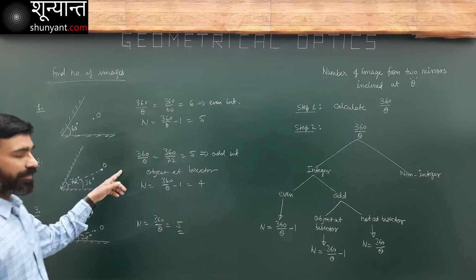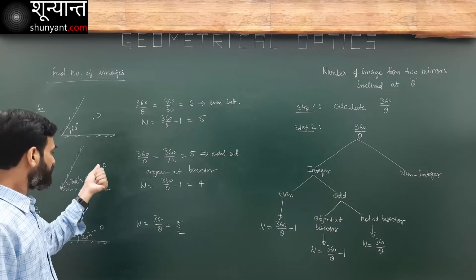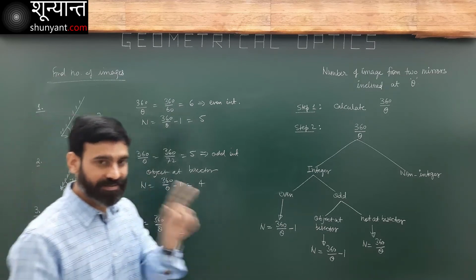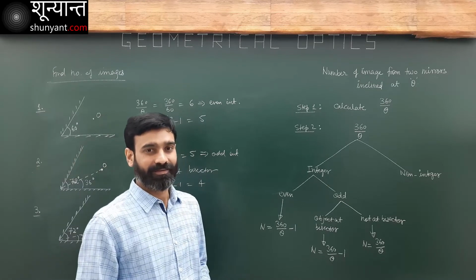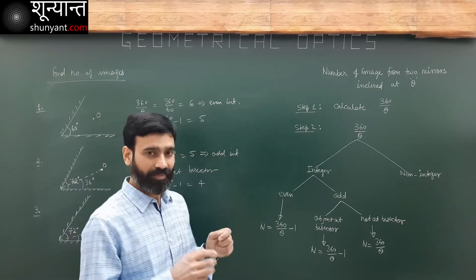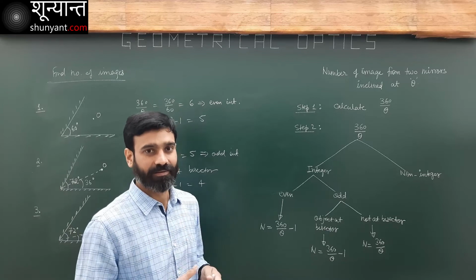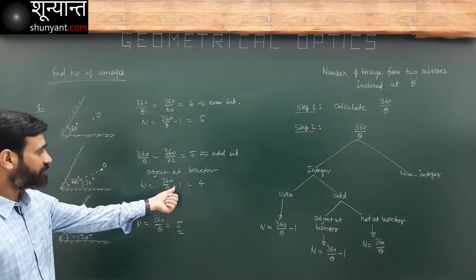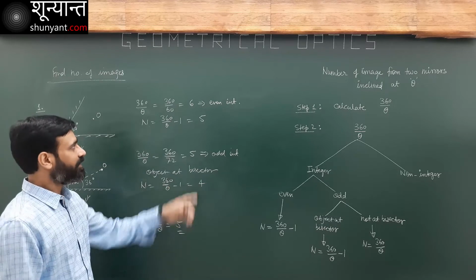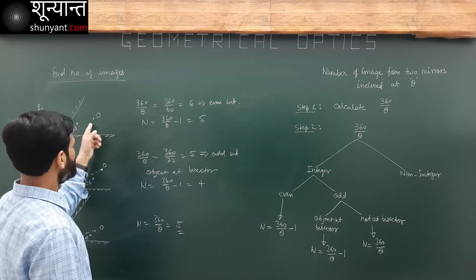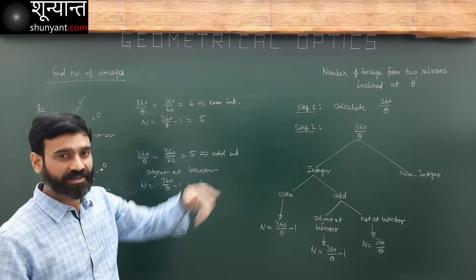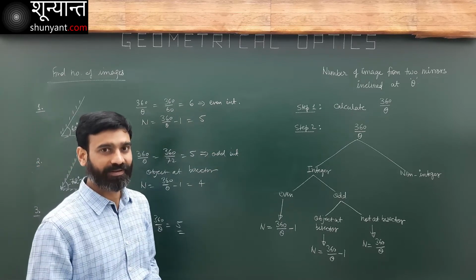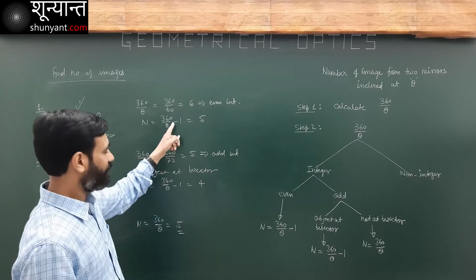Why does this happen? It happens because if the object is symmetrically placed, then two images will form at the same place. They will coincide. That's why it's minus 1 here also. In such cases, two images are going to coincide somewhere, and that's why I have minus 1 here.